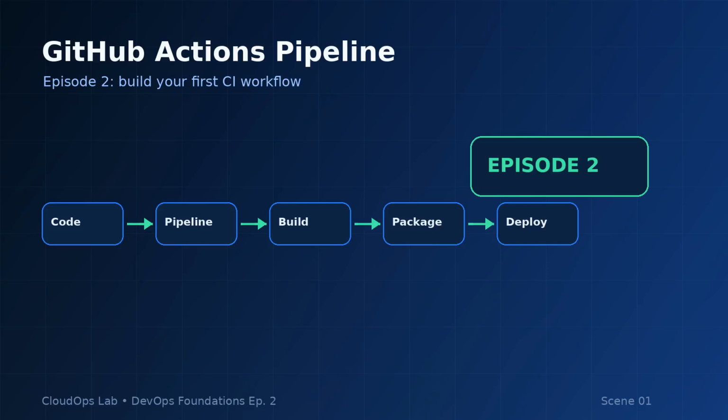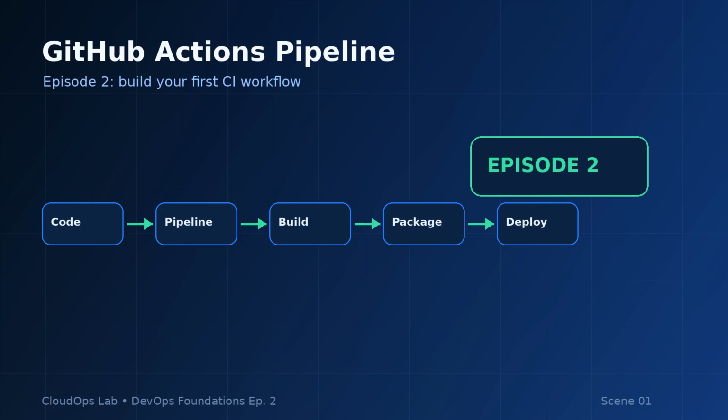In episode 1, we explained what a CI/CD pipeline is and why it matters. In this episode, we are going one level deeper. We are going to build the mental model for a real GitHub Actions pipeline. The goal is simple. Every time someone opens a pull request, the pipeline should check the code automatically. When code is merged into the main branch, the pipeline should be ready to build the application.